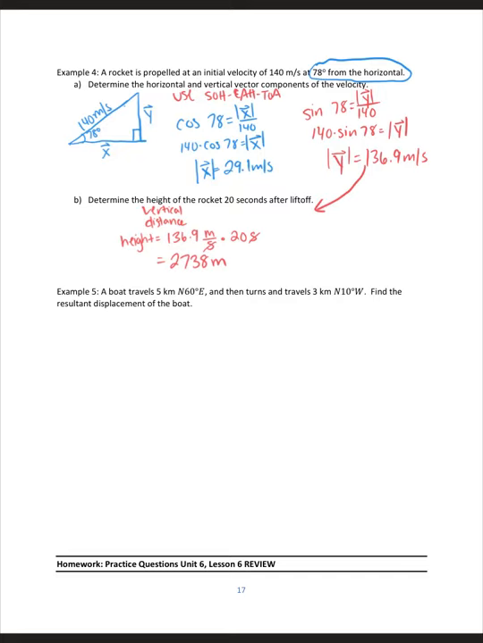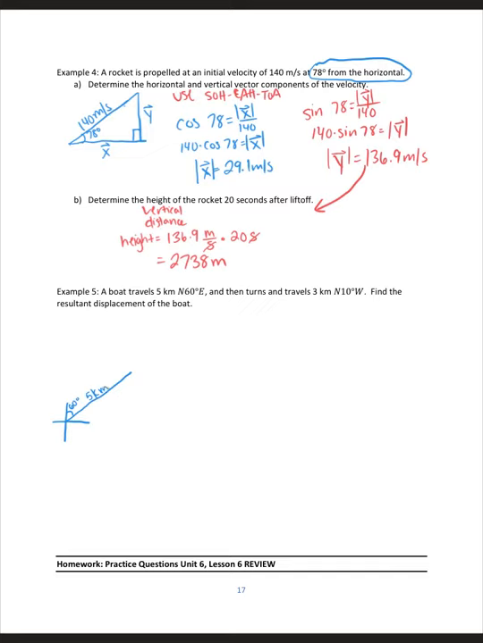So a boat travels 5 kilometers northeast, we start with. So let's draw a compass down here. And we are traveling northeast, something like that. And it's on a bearing of 60 degrees from our northeast line. So northeast that way. And we are 5 kilometers.